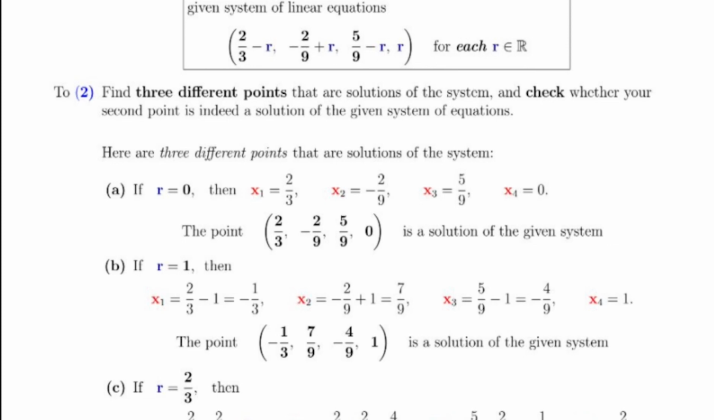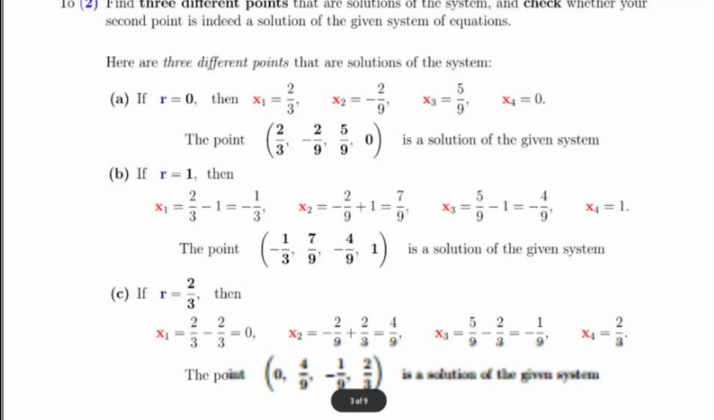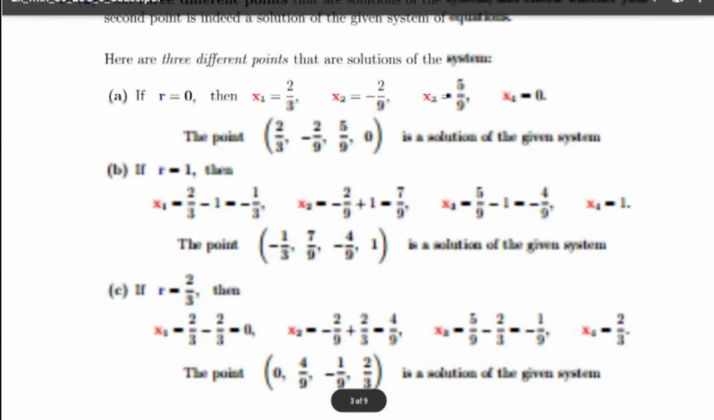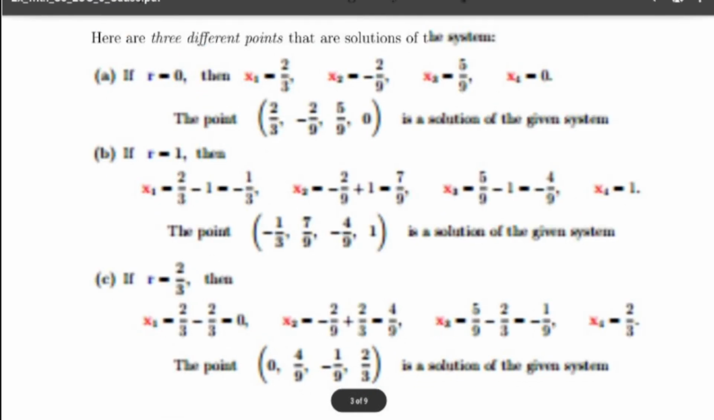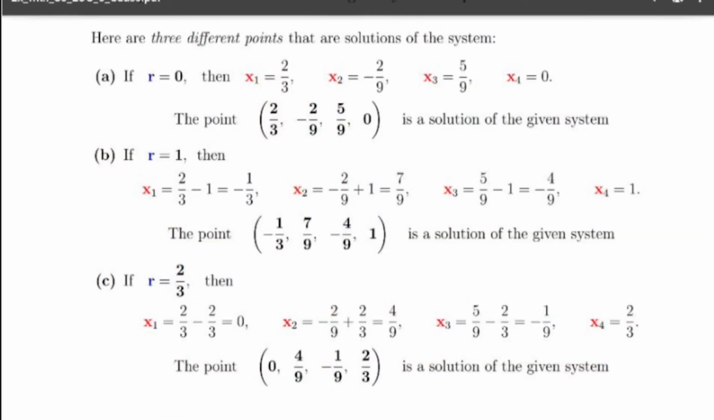So what we did was we tried to put some real numbers as we wanted. We just used here r is equal to 0, r is equal to 1, and r is equal to 2 divided by 3. When we use r is equal to 0, we got x1 as 2 divided by 3, x2 as minus 2 divided by 9, x3 as 5 divided by 9, and x4 as 0. And r equal to 1 gave us a different solution, r equal to 2 by 3 gave us a different solution. So any of these values could be our lambda values or x values, as you saw.